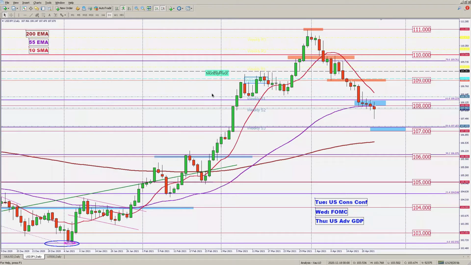So we'll see if there is bearish momentum this week, and perhaps consolidation. And we'll see if it's able to bounce back and recover back up.